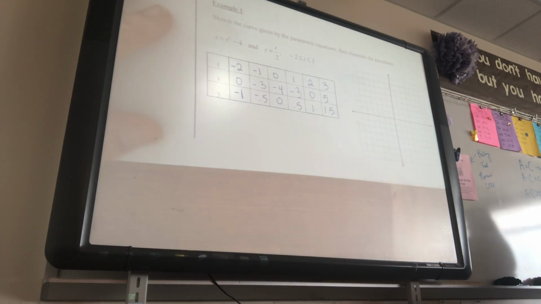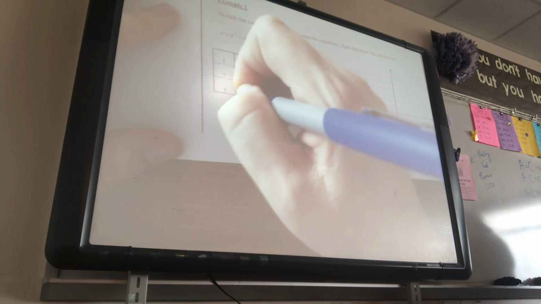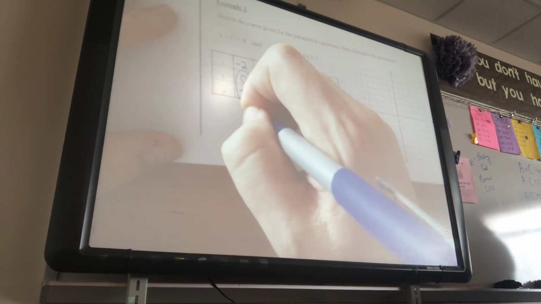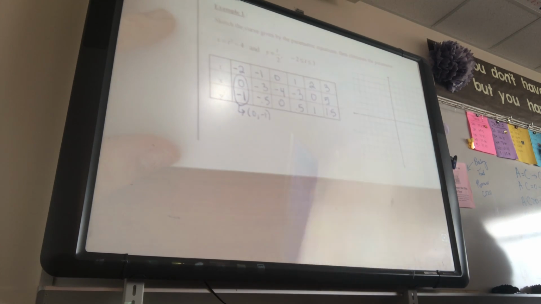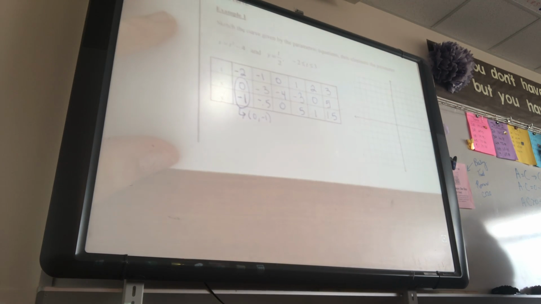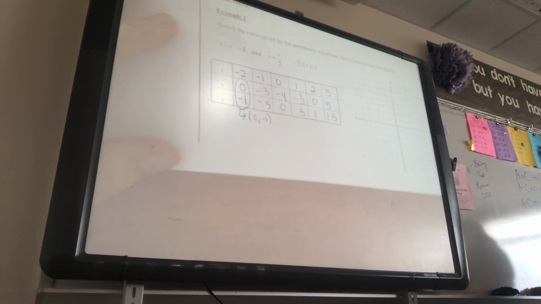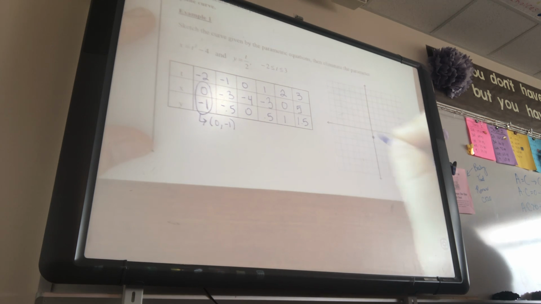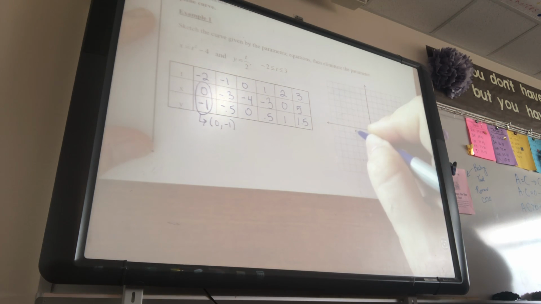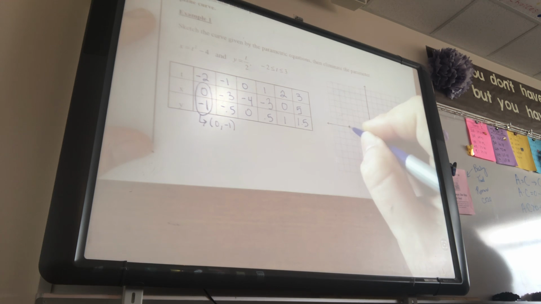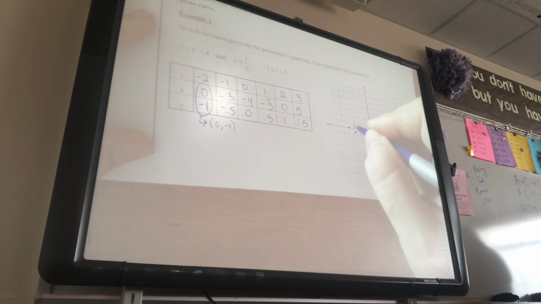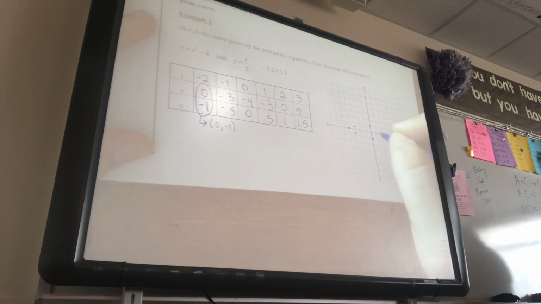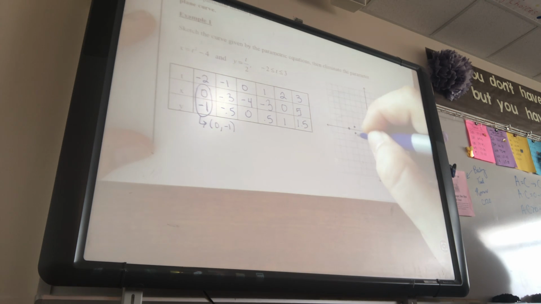Alright, so let's go graph these points now. Remember, you take this xy pair. The x is 0, the y is -1. And that is the point that we're actually graphing. So you take each of these points and graph them. 0, -1, -3, -0.5, -4, 0, -3, 0.5, 0, 1, and 1, 2, 3, 4, 5, 1.5. It is a horizontal parabola, yes.